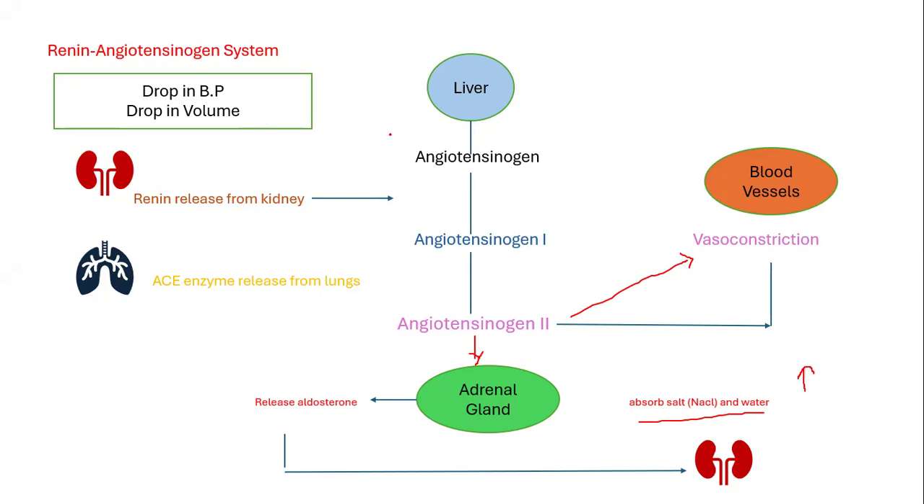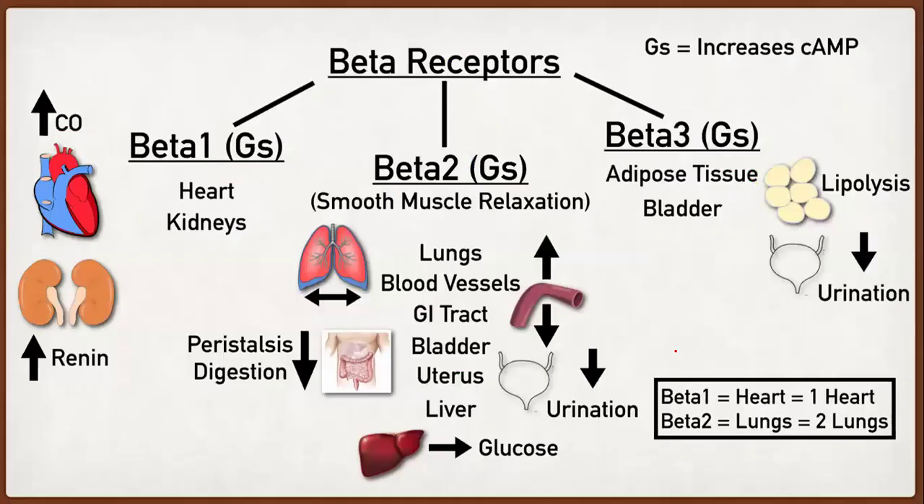So ultimately, the body is trying to improve or increase the blood pressure, right? So this is the mechanism that we need to understand. Why? Because we have medicines called angiotensin-converting enzyme or ACE inhibitors. These are the medications that we use for blood pressure.